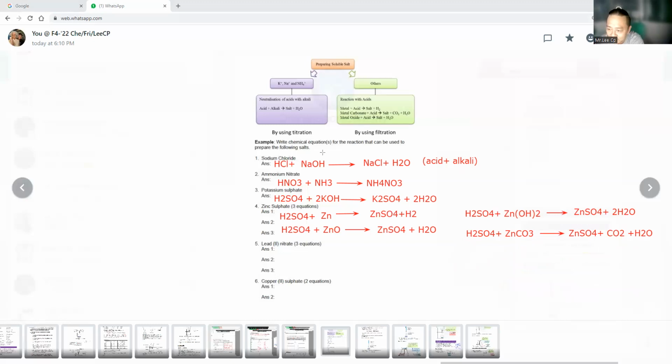Do you understand it? Now, is this one soluble or not? All sulfates are soluble, right? So I have prepared the zinc sulfate solution. Zinc sulfate is a soluble salt already.